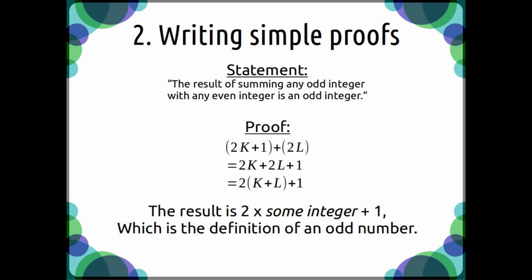So 2k plus 1 plus 2l. Then we can get rid of these parentheses and try to combine them. And if we factor out the like term of 2, we can see that k plus l, adding two integers together, results in a third integer. So 2 times some integer plus 1 is an odd number.